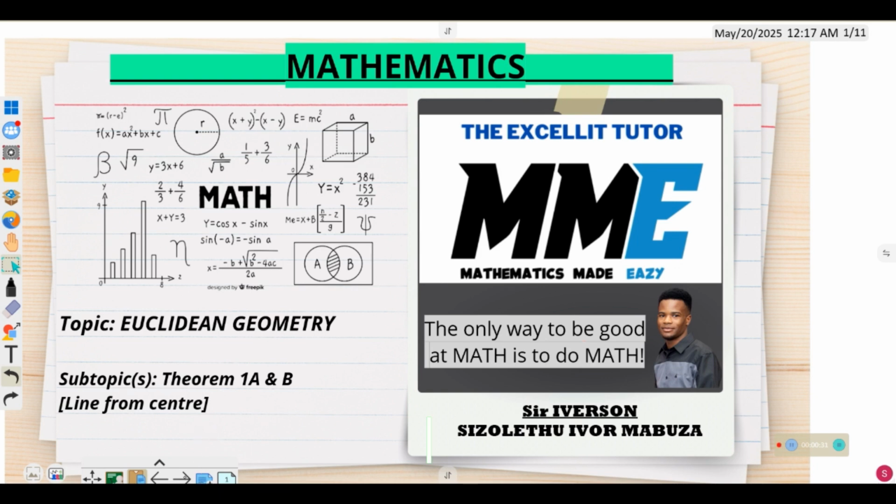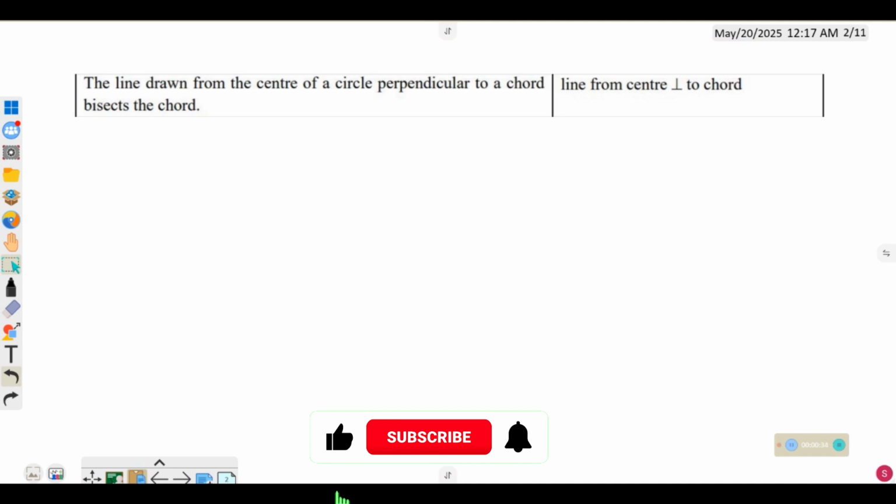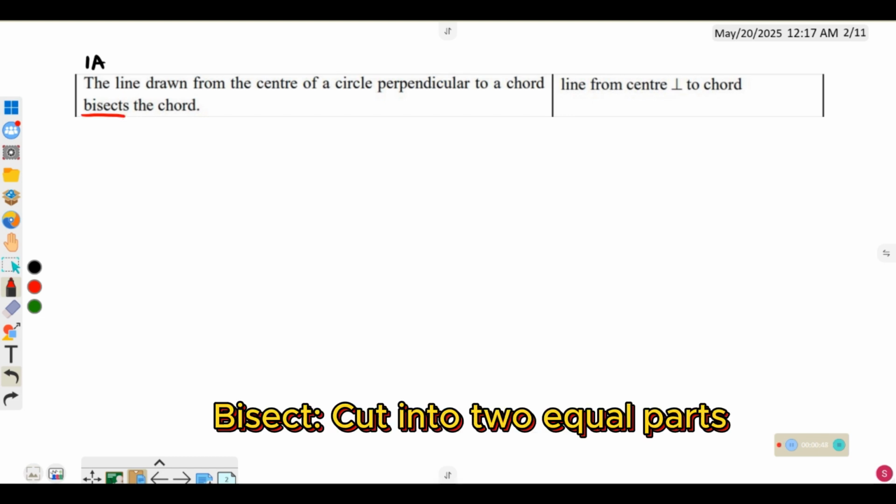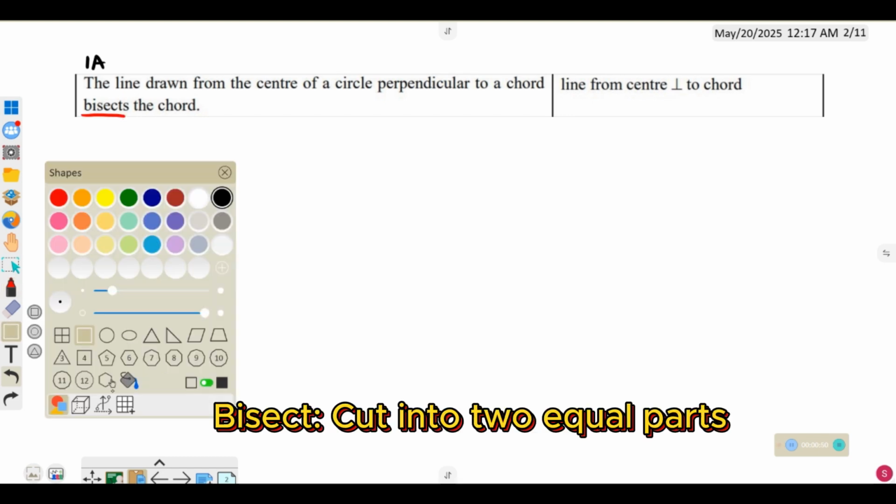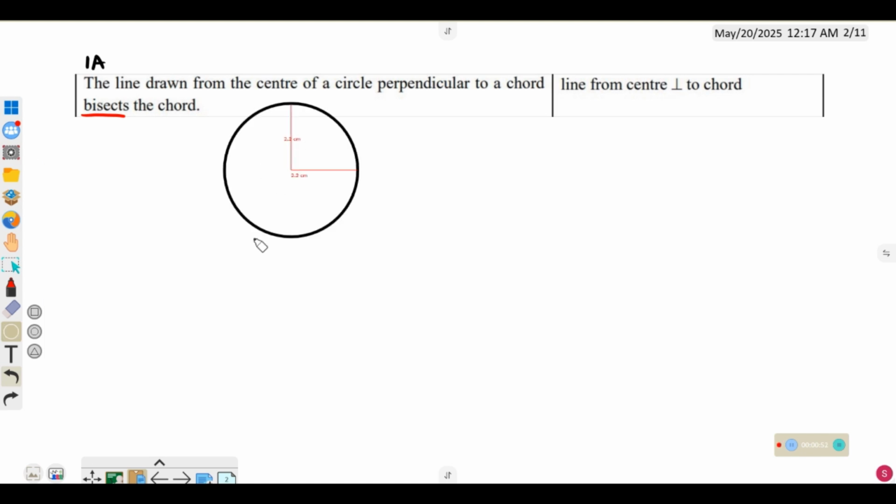Okay, so first of all, the theorem, this is theorem 1a, states that the line that is drawn from the center of a circle perpendicular to a chord will bisect the chord. Remember, the word bisect simply means that it cuts into two equal parts. So in general or practically, this is what it means.